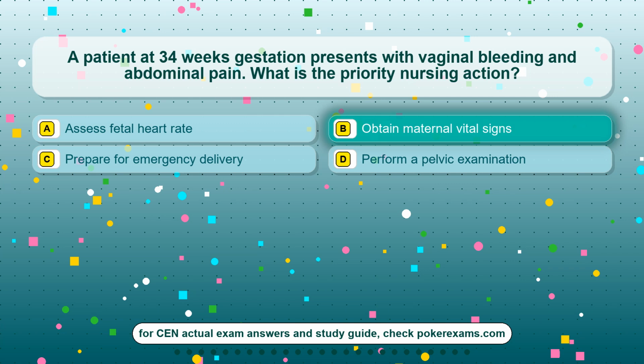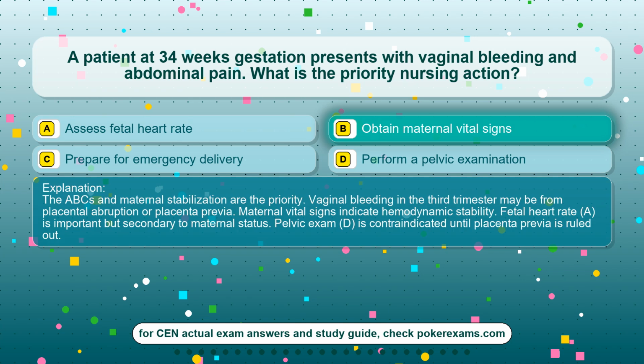The correct answer is option B, obtain maternal vital signs. The ABCs and maternal stabilization are the priority. Vaginal bleeding in the third trimester may be from placental abruption or placenta previa. Maternal vital signs indicate hemodynamic stability. Fetal heart rate, A, is important but secondary to maternal status. Pelvic exam, D, is contraindicated until placenta previa is ruled out.